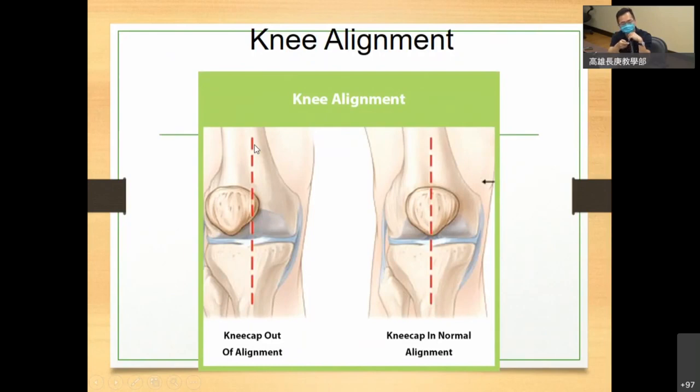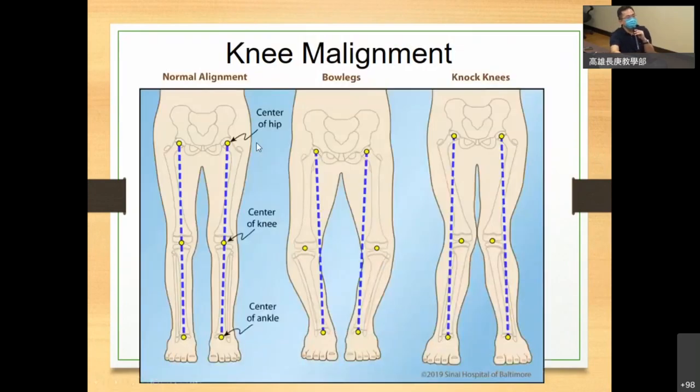Next I will introduce the knee alignment. Knee alignment may be simple, but we can also say it's complicated. The simple part is that a good alignment means the patella is in the center. If we drop a line in the center of the knee, the patella should be in the center of this line. If the patella is out of the center, usually laterally, very rarely medially, we say this is a poor knee alignment, and it can cause some pain or limited range of motion.